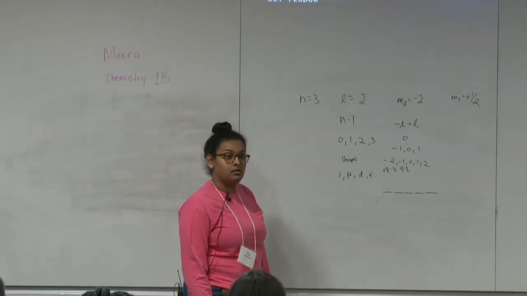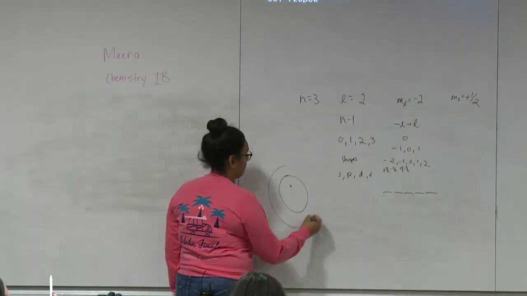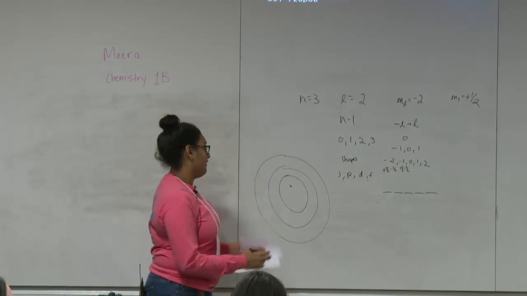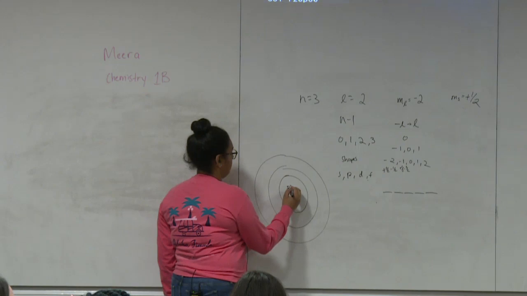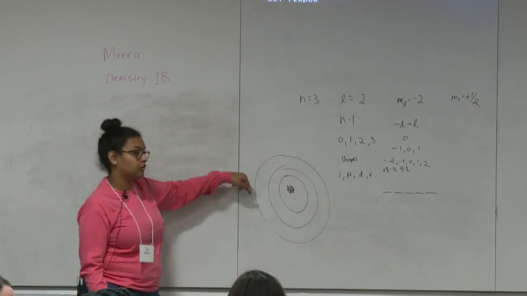N is 3. What does 3 mean? That's your energy level. L tells you the shape, ML tells you your orbital. Each orbital has 2 electrons. Basically, if you're given MS, it's 1 electron. If you're given ML, it's 2 electrons. And if you're given L, you do the possibility thing.